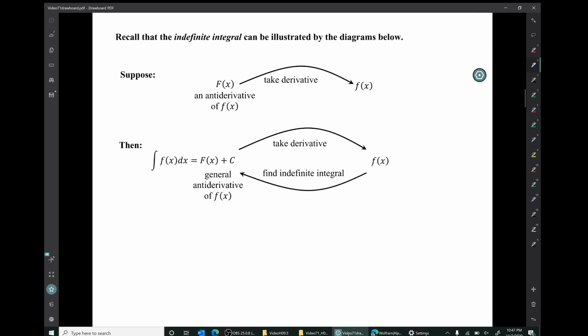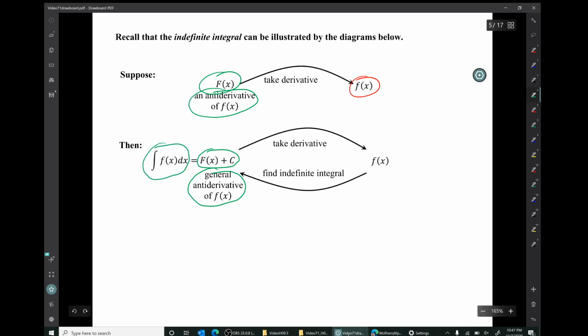And recall that the indefinite integral can be illustrated by these diagrams. If you have a function capital F of x whose derivative is little f of x, then we'd say that capital F of x is an antiderivative of little f of x. And then we know that the whole collection of antiderivatives of little f of x is denoted by this symbol. That is a function form. That is the general antiderivative of little f of x. And that is what is denoted by this new symbol, the indefinite integral of little f of x.